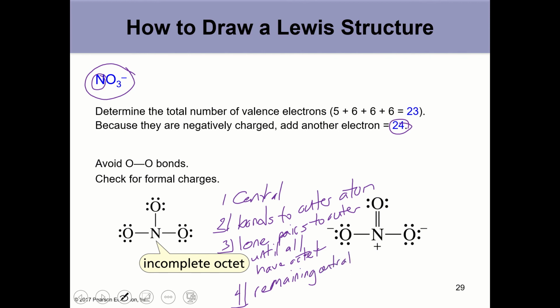If the central atom does not have an octet, then you have to remove lone pairs from outer atoms to make a multiple bond.